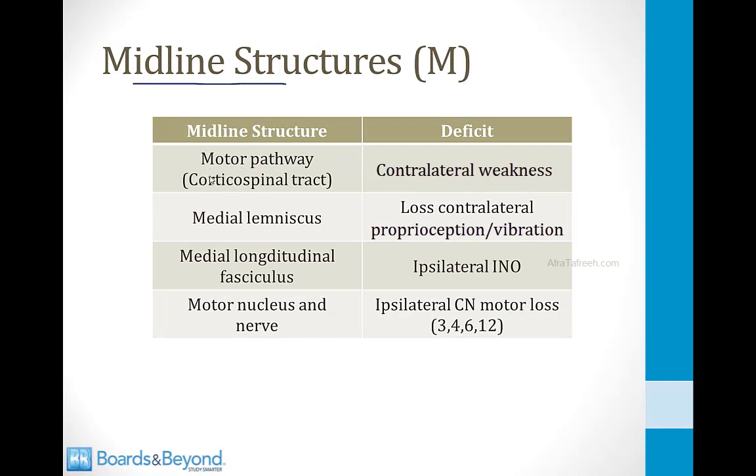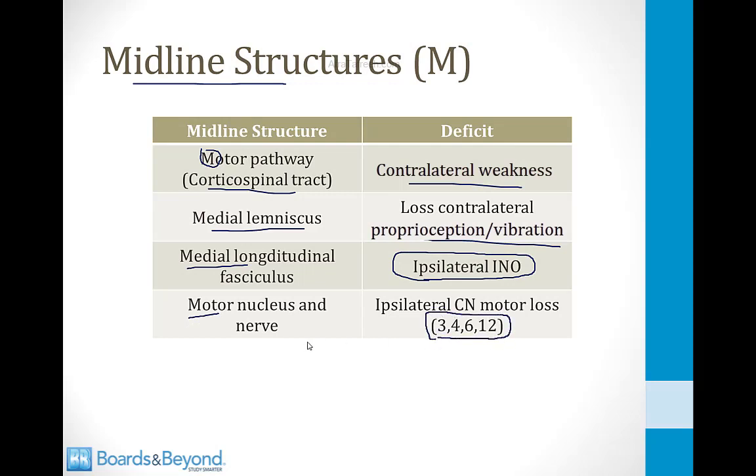So if you have damage to the motor pathway, that's the first M for midline structures, that's corticospinal tract damage, and you have contralateral weakness. If you have damage to the medial lemniscus, you have loss of contralateral proprioception and vibration. If you have damage to the medial longitudinal fasciculus, you have an ipsilateral internuclear ophthalmoplegia, and watch our module on neuro eye disorders to learn how to recognize this. And then finally, if you have damage to one of the motor nuclei of one of the cranial nerves that divide evenly into 12, which are 3, 4, 6, and 12, then that also identifies a midline stroke syndrome.